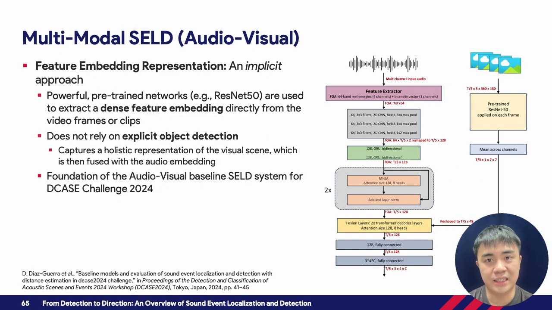The first method is an implicit approach using feature embeddings. So as this diagram shows, the idea is to take powerful pre-trained vision networks, like a ResNet50, and use them to extract a dense feature embedding directly from the video frames. Now this embedding captures a holistic representation of the visual scene rather than specific objects. And this visual embedding is then fused with the audio embedding for a final prediction. This exact strategy serves as the official baseline for the DCASE 2024 Audiovisual SELD Challenge.